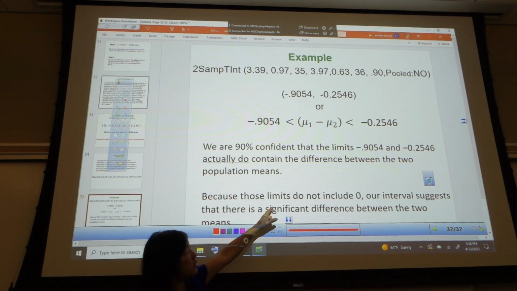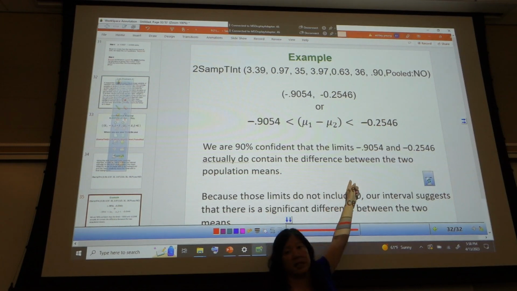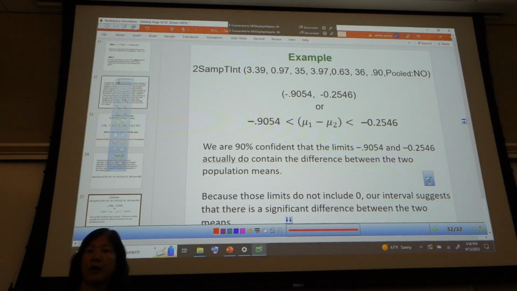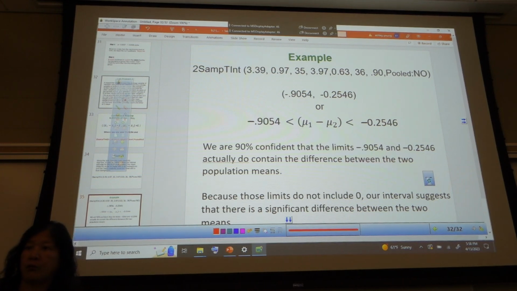Right? So it does not include 0. There is a difference, and in fact, the difference is negative. The first one is less than the second one. So the red group was less than the blue group. Am I going too fast?